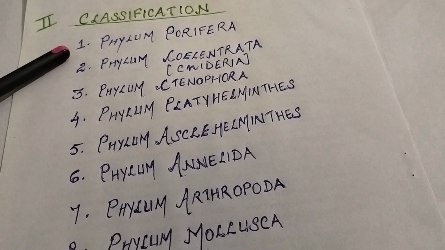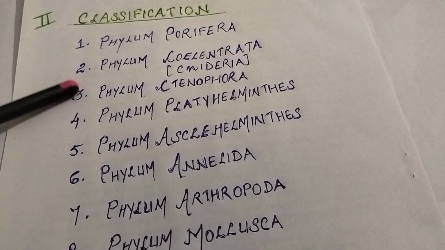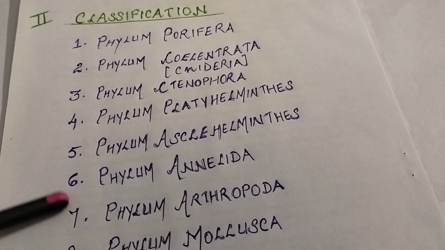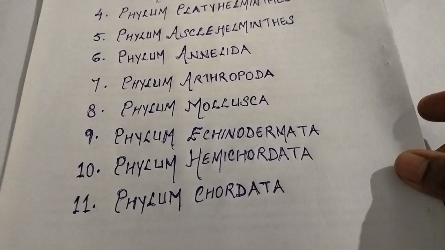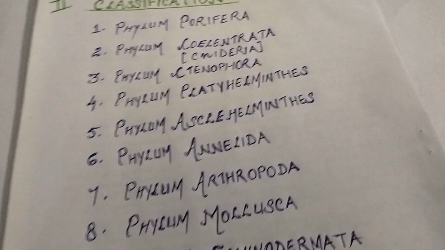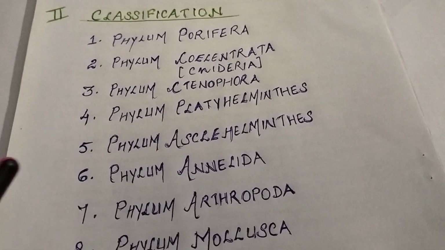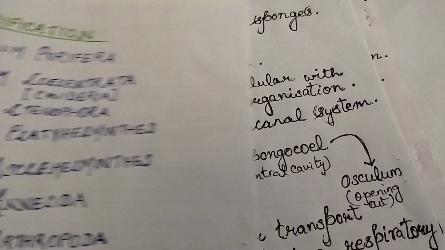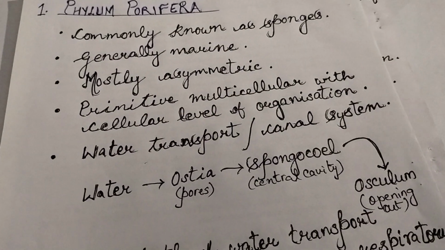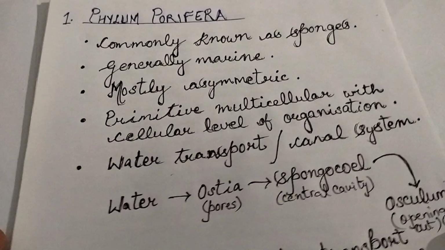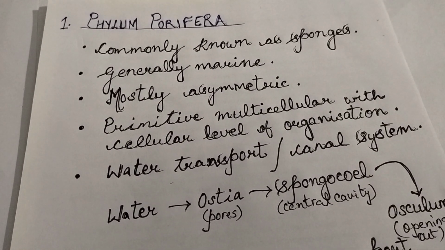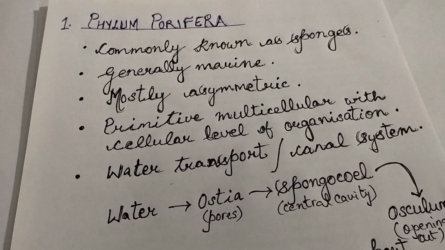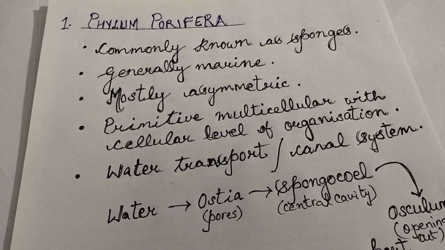The first phylum is Porifera. Advancements are taking place, further phyla have been classified, and finally we have Phylum Chordata. So for all these phyla you have to study the general characters and examples of a few animals belonging to them. First we will discuss Phylum Porifera. So, general characteristics of Phylum Porifera.